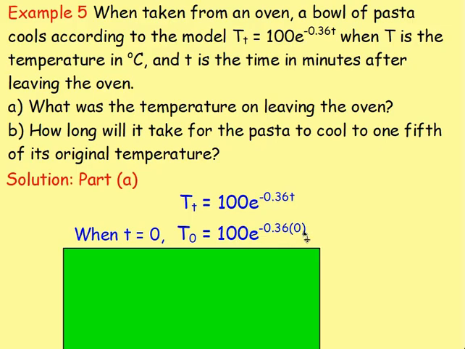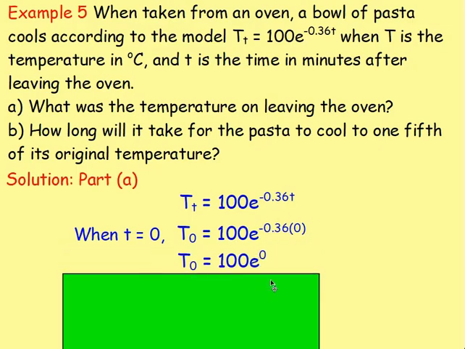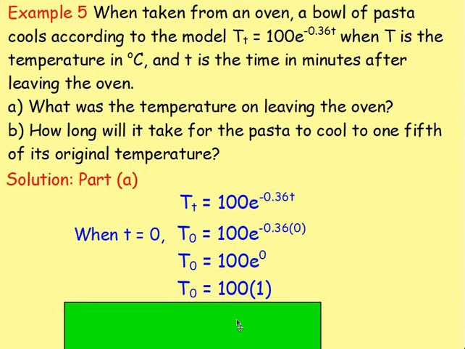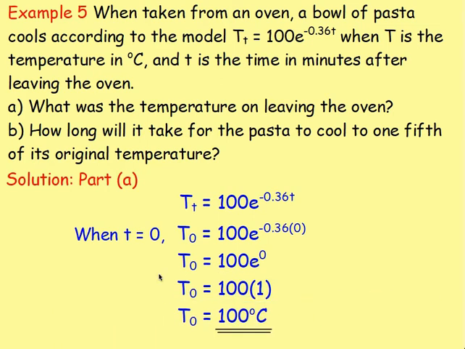From there, you can work that out. Anything times 0 is 0, so we get 100e to the power of 0. And once again, anything to the power of 0 is 1. Good. So you'd have 100 times 1, and 100 times 1 is just 100. So the temperature at time 0, just when it leaves the oven, when the timer starts, is going to be 100 degrees.